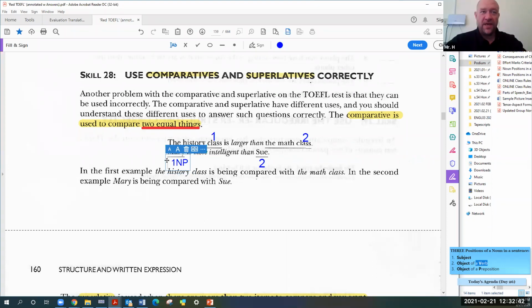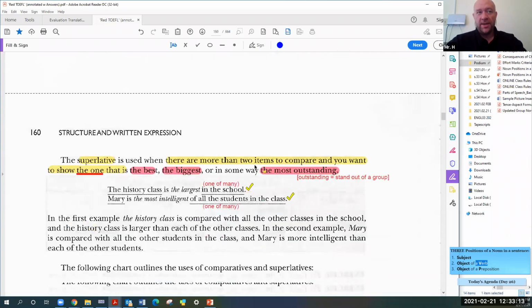What's NP? Do you know the meaning of NP? Yes, noun person and noun person. And over here we have a noun person. What about up here? NT. Noun thing. Same thing over here, noun thing. So we have two equal things or two equal people. You understand? All right.